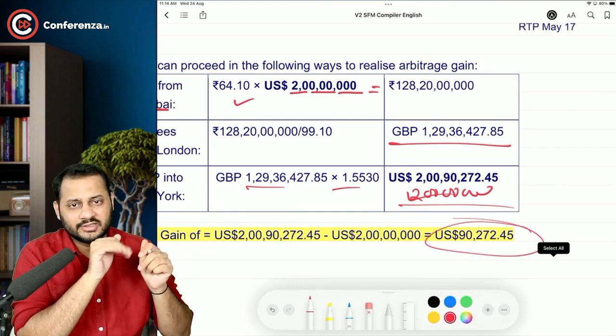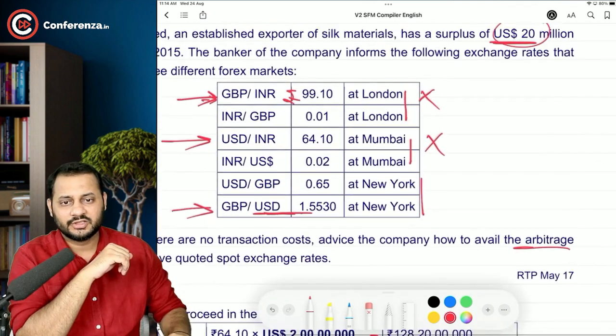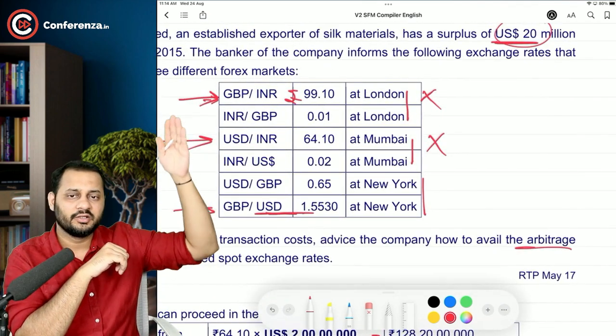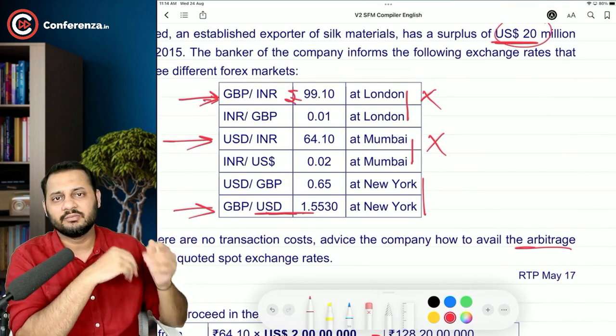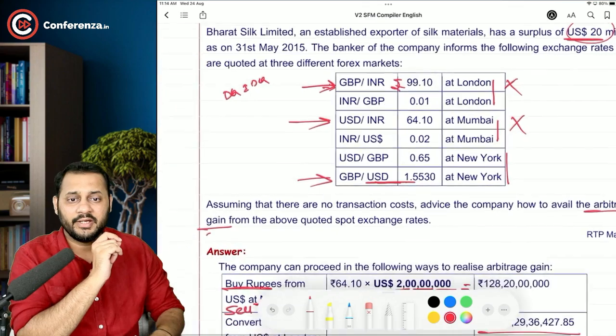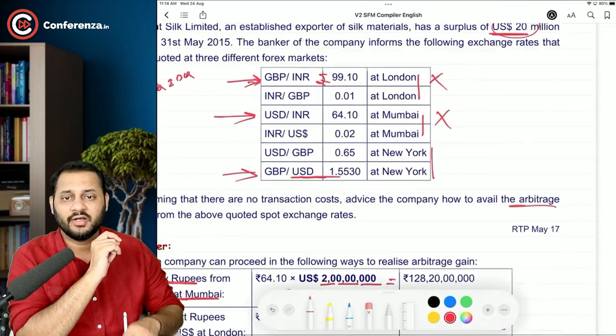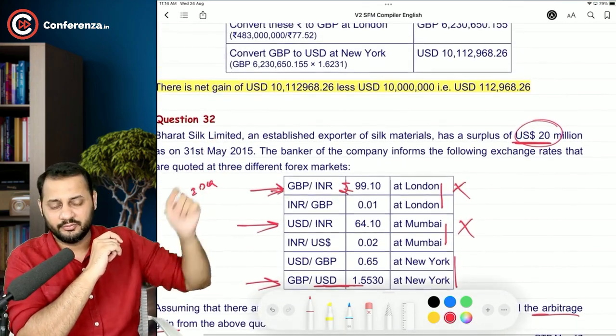So I will tell you, these transactions are very easy, because you will start with one market and then you will shift to the other market, and then in the rest of the market you will keep selling something and buying something. But the major point is to decide where to sell that US dollar, 20 million.